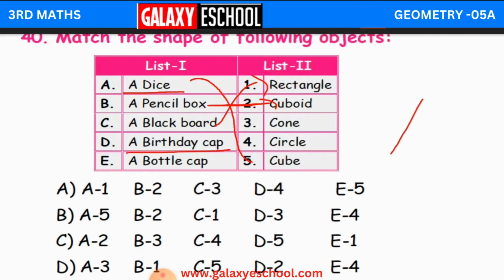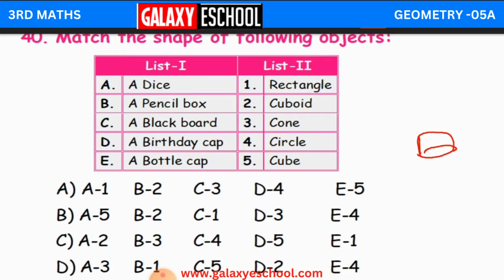Coming to a birthday cap. So this is how a birthday cap looks like. So what is this shape? It is in the shape of a cone. So D is matched with 3. Next up we have a bottle cap. Let us see how a bottle cap looks like. Yes, a bottle cap looks something like this.